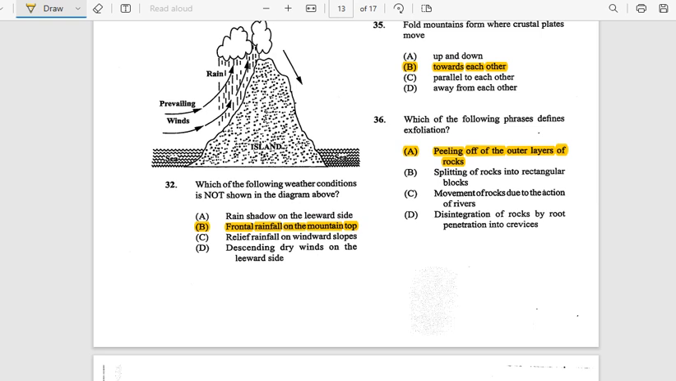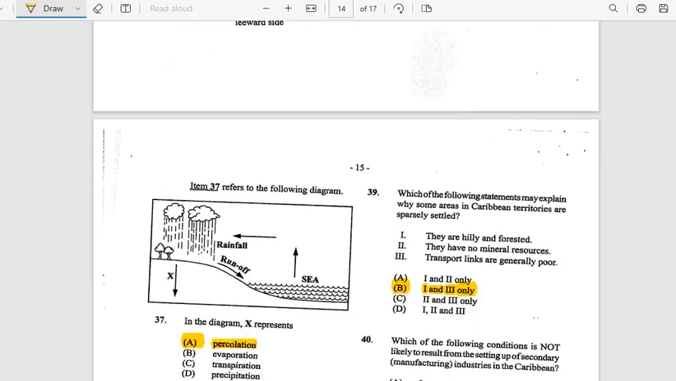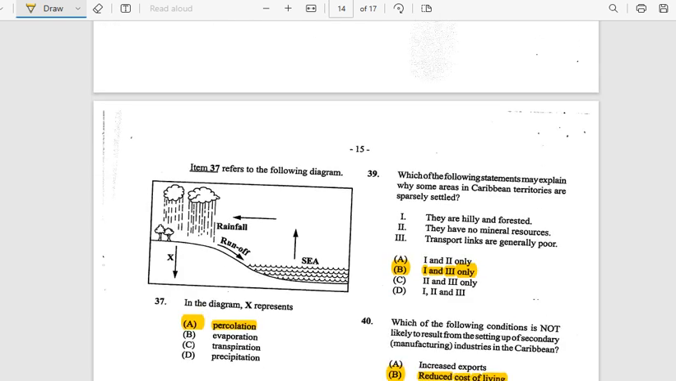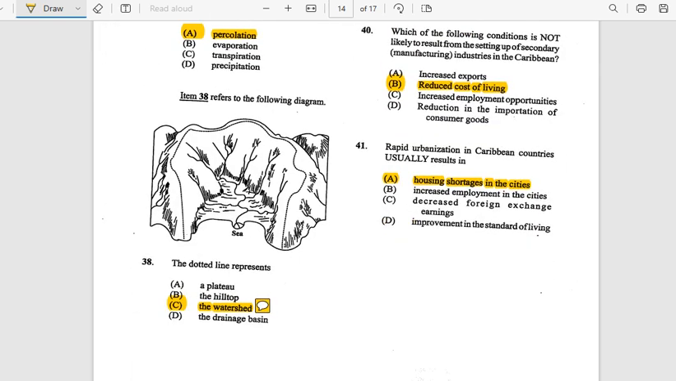So exfoliation has to do with the peeling off of the outer layer of the rocks. Alright. Number 37. In the diagram, X represents, and this one is a repeat as well, guys. We saw this one in the first video that I made, and it was percolation. Alright. Number 38. It says the dotted line represents, and as you guys can see, the dotted line right here is the watershed.